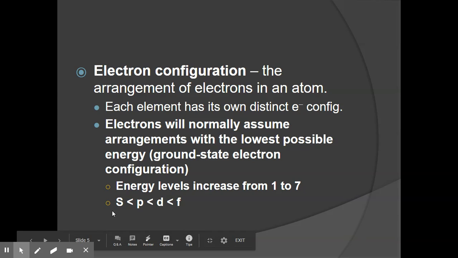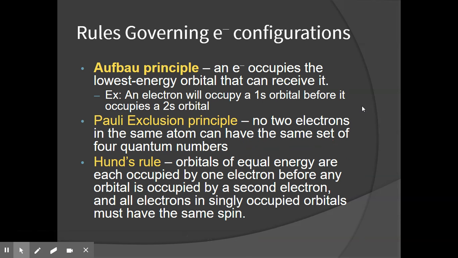All energy level designations have an s orbital. P orbitals show up in the 2nd energy level. D orbitals don't show up until the 3rd, and f orbitals don't show up until the 4th. And then only the 4th and 5th energy levels have an f orbital.